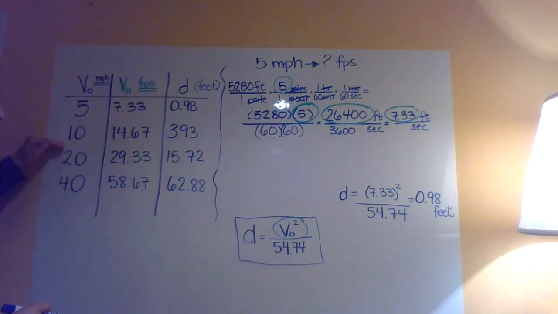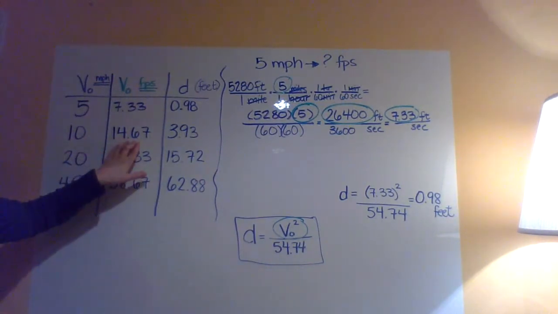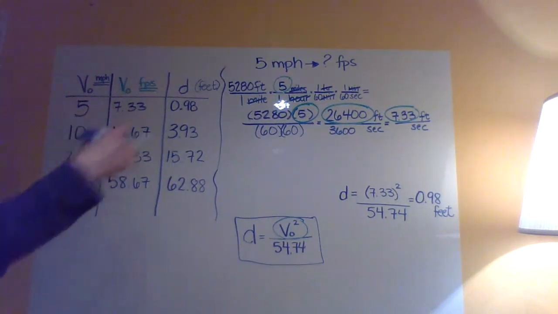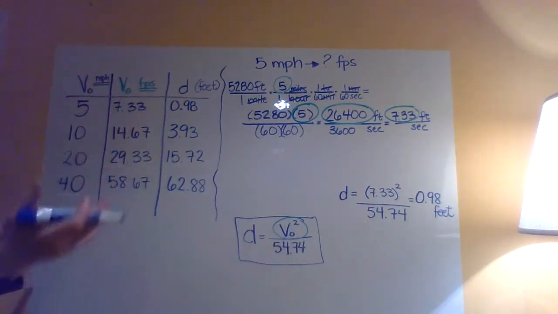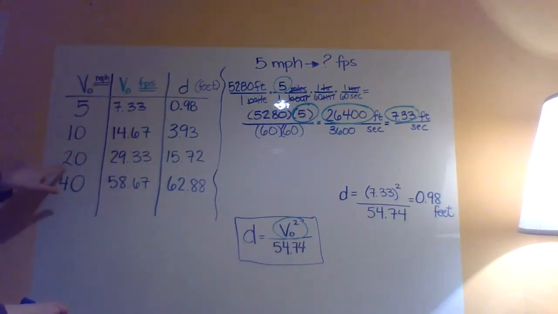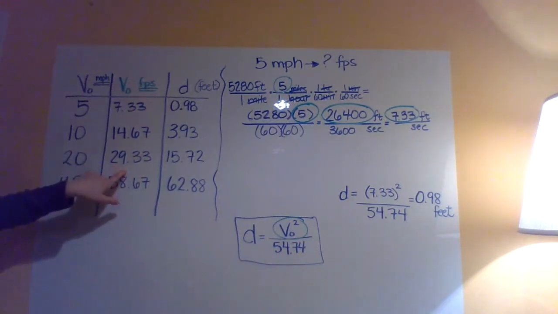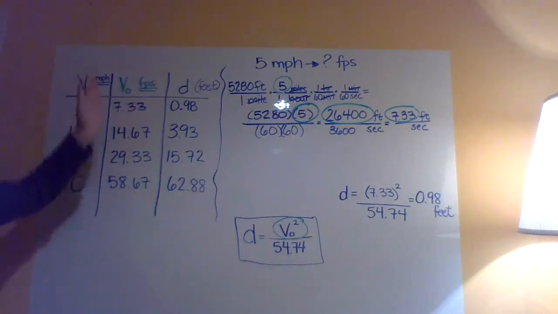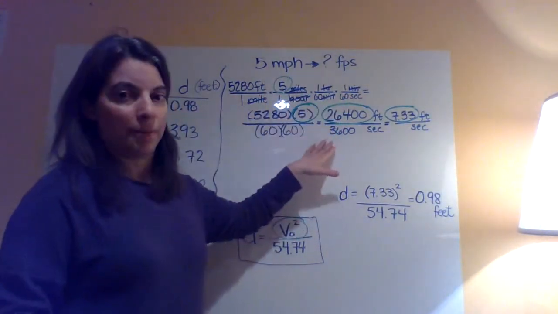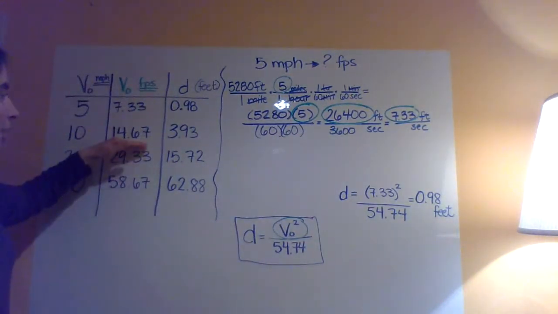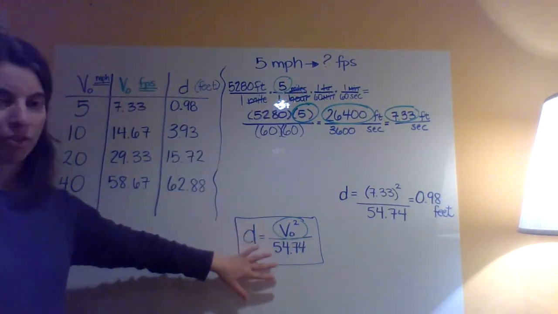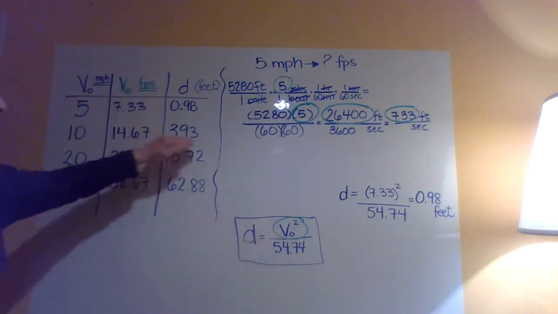Okay, so here are the answers. For 10 miles per hour, that's the same as 14.67 feet per second. So you can see that this doubled, this is also going to double, right? However I measure that distance, the speed doubled. 20 miles per hour is the same as 29.33 feet per second. 40 miles per hour is 58.67 feet per second. So to go from the first column to the second column, I used this conversion. Now, once I had my second column, I substitute that in for V sub 0. I square it, I divide by 54.74, and that's where I get this.